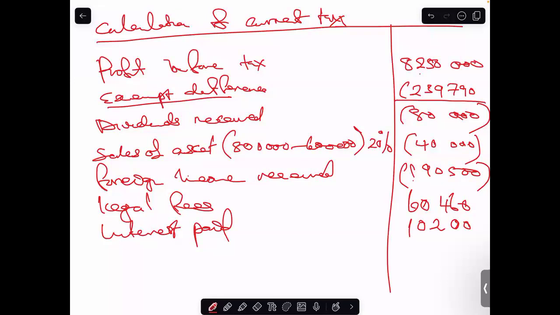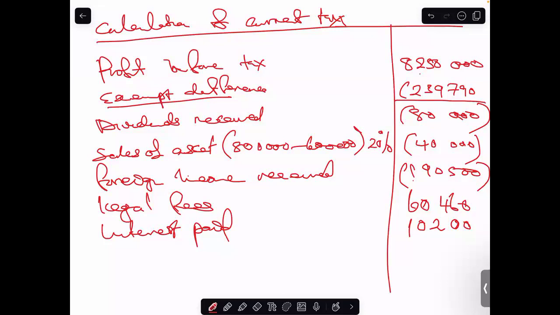Right. Just take the numbers as they are and punch them in the calculator. Minus 80,000, minus 40, minus 190,500 plus 60,460 plus 10,250. Is it? I got 239,840. 239,840. Someone else?